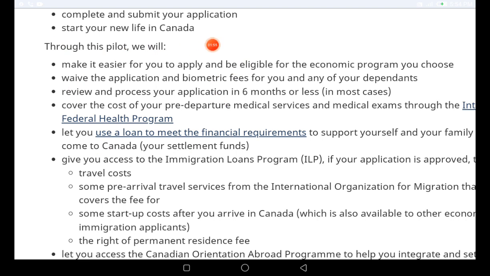Through this pilot, we will make it easy for you to apply and be eligible for the economic program you choose, and waive the application and biometric fee for you and your dependents. Your application is going to be reviewed in 6 months or less. This is going to cover the cost of your pre-departure medical services, and this will also give you a loan to meet your financial requirements, which means you don't need to provide any proof of fund.